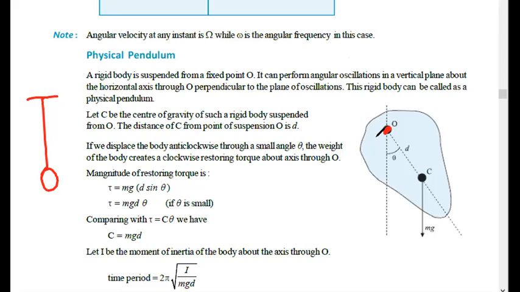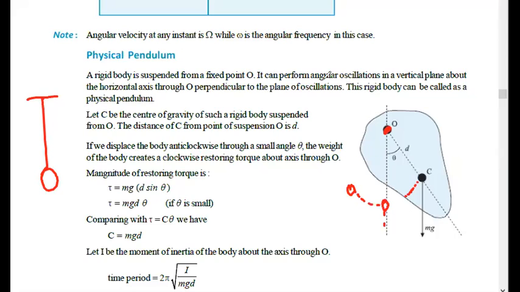Because of this, there'll be a torque in this direction, and this torque will always be restoring, because as it goes down, the torque will decrease. At this point, the torque will be zero. As it goes further, the torque again will increase. So if you relate it with force, don't you think that this is the same? And the torque will be due to this mg.